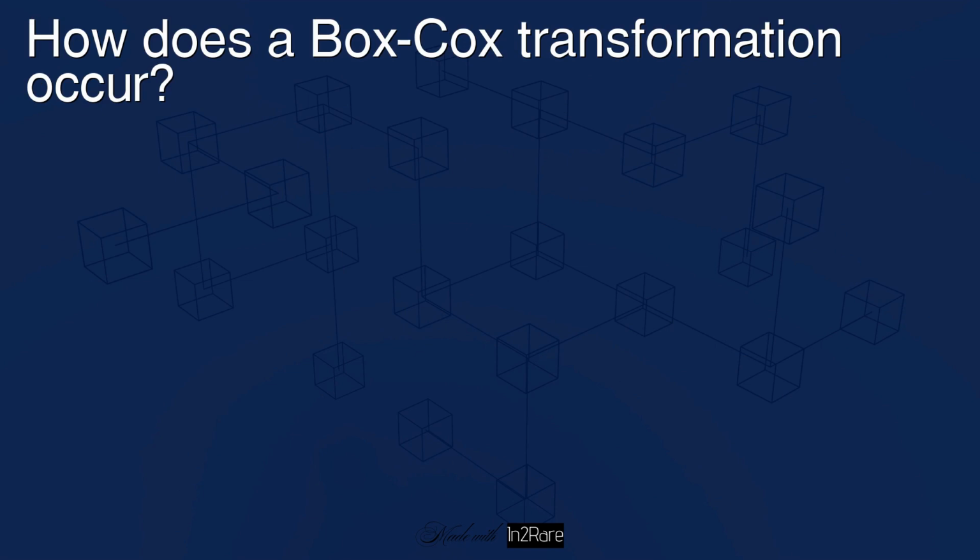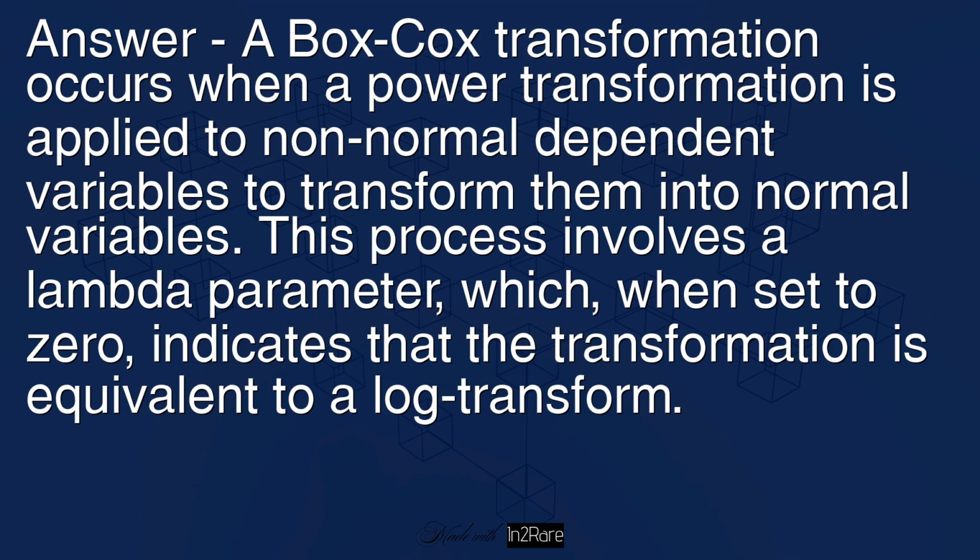How does a Box-Cox transformation occur? Answer: a Box-Cox transformation occurs when a power transformation is applied to non-normal dependent variables to transform them into normal variables. This process involves the lambda parameter, which, when set to 0, indicates that the transformation is equivalent to a log transform.